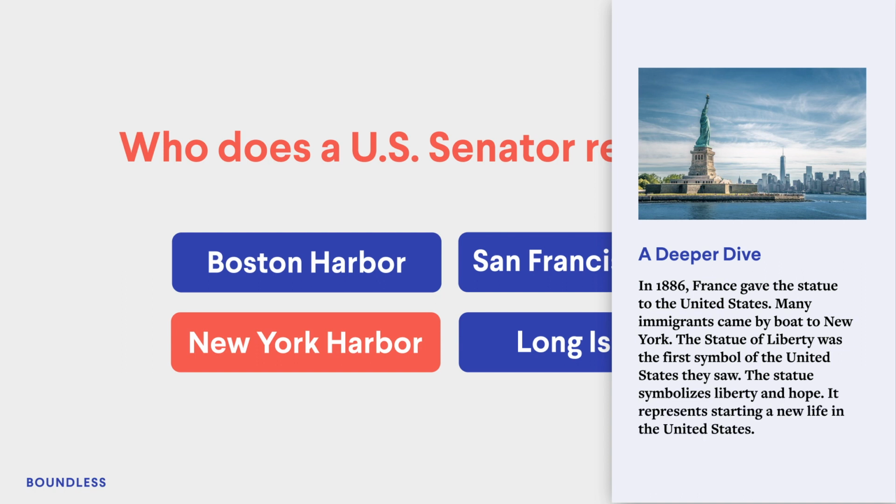Many immigrants came by boat to New York. The Statue of Liberty was the first symbol of the United States they saw. The statue symbolizes liberty and hope. It represents starting a new life in the United States.